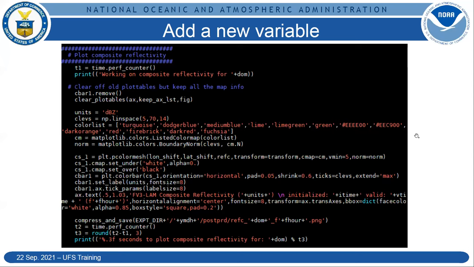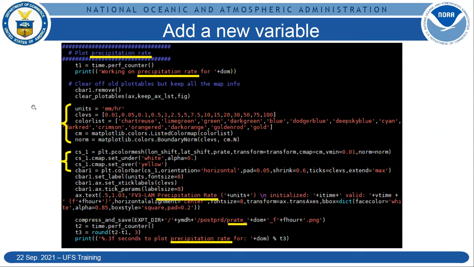So if I go to the next slide, this is how I modified that code. I basically copied the code for composite reflectivity and moved it just below where that was located in the scripts for precipitation rate. So I changed all the labels from composite reflectivity to precipitation rate, and changed the variable name.